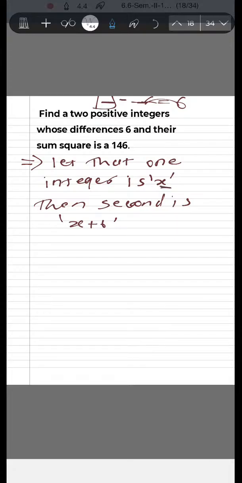So sum of squares: sum means addition, and square means both terms are squared, therefore x square and (x plus 1) whole bracket square is equal to 146. That's it. This is how you have to form an equation from a sentence.